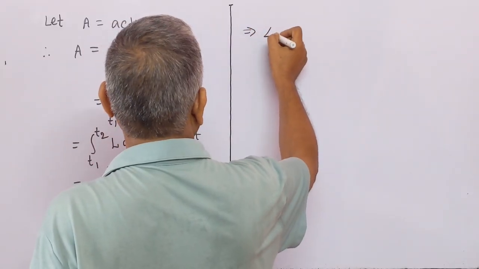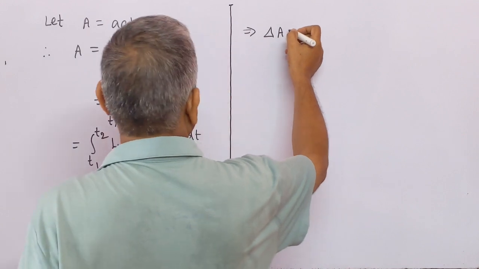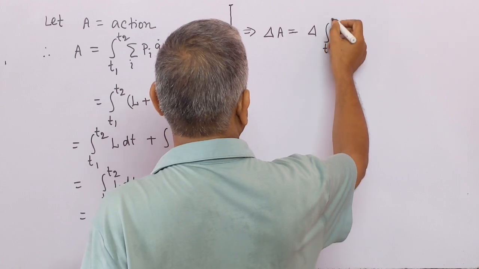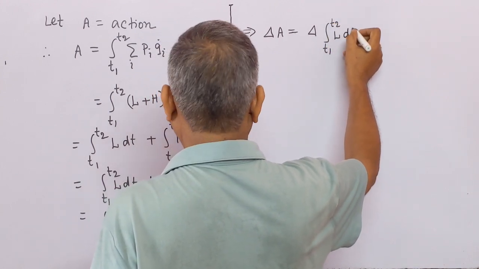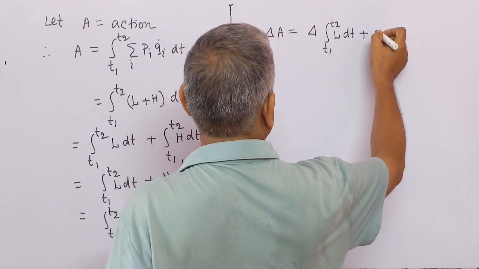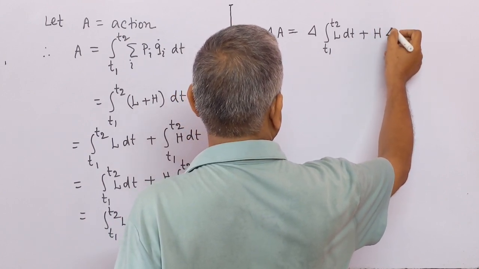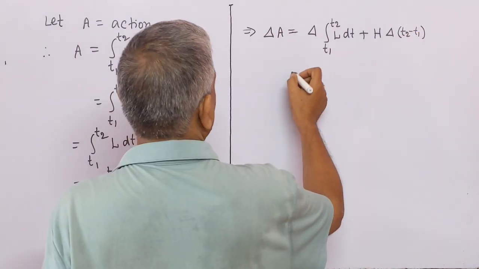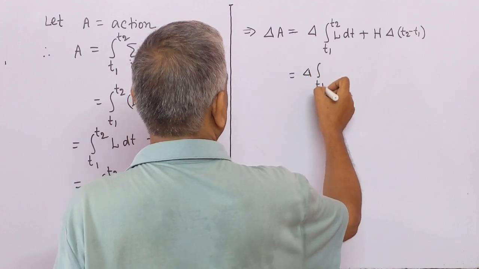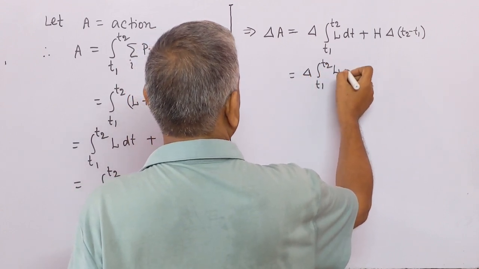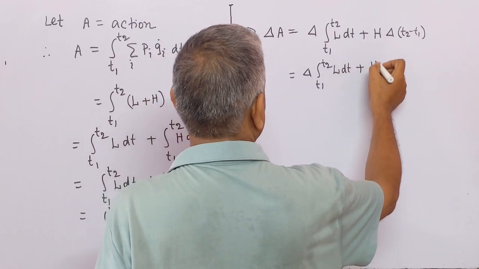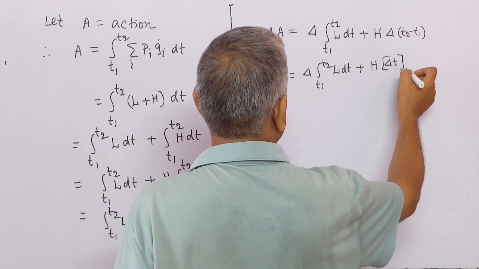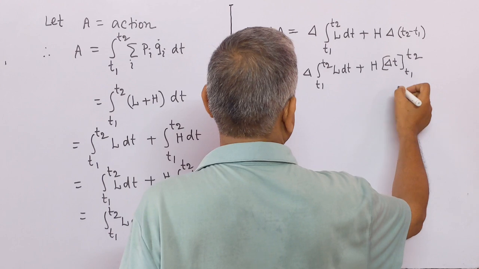This implies that delta A equal to delta of the integration from t1 to t2 of L dt plus, since H is constant, H delta (t2 minus t1). This is equal to delta of the integration from t1 to t2 of L dt plus H delta of (t2 minus t1). This is number 3.